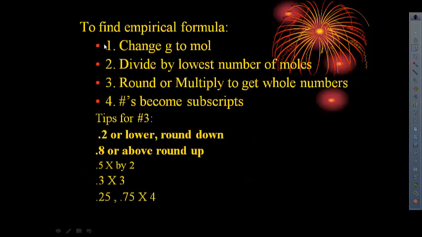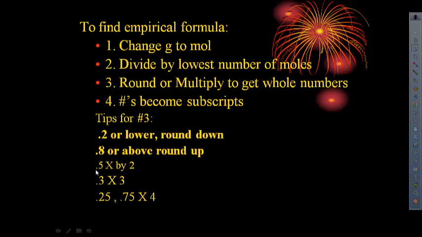Alright, to find the empirical formula, you have to follow these steps. First, you change your grams to moles. Then you're going to divide by the lowest number of moles. Then you will round or multiply that to get whole numbers. And these numbers will become the subscripts for the element you're solving for. Now, on number 3, this little multiply tip, you might need to come back here sometime during the video or in the future if you get confused.